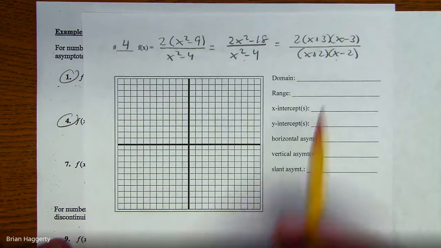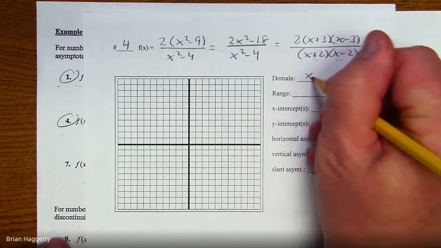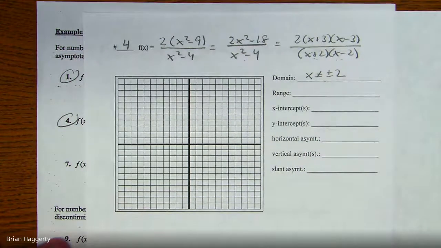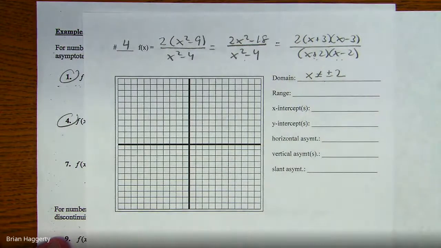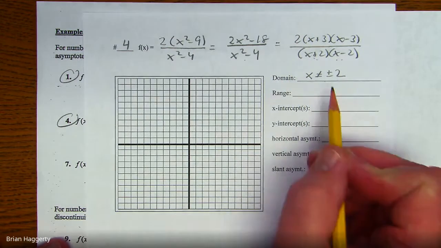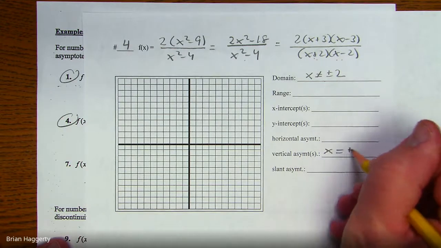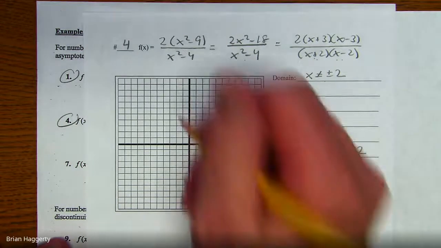All right, domain: all real numbers except for when the bottom of the fraction is equal to 0. So we have two restrictions. X cannot equal positive 2 or negative 2. As long as this is in simplified form where it can't be reduced down to something else, those restrictions will manifest themselves as vertical asymptotes. If it does simplify down to something else, that's one of the variations we're going to talk about tomorrow.